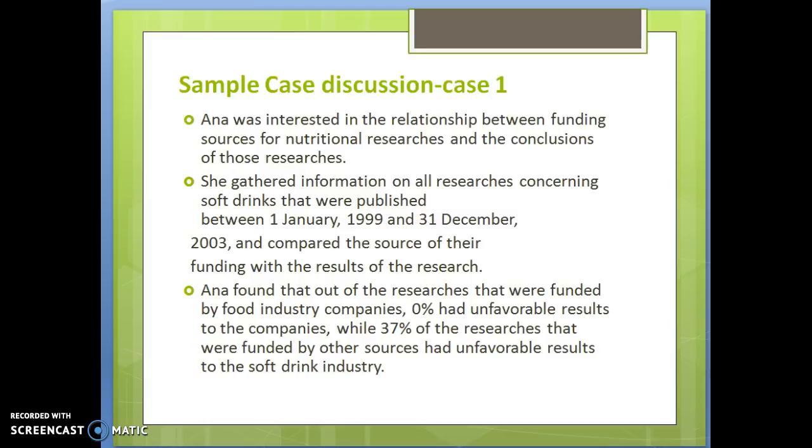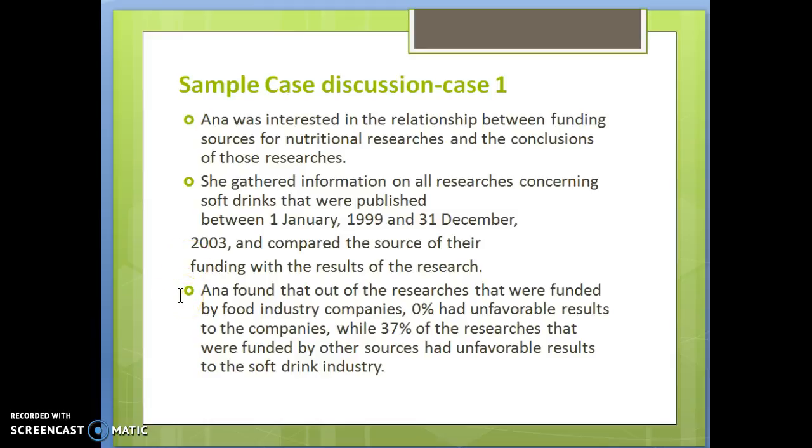Next, we're going to look at some case studies. This is the first case. Sample case discussion, case 1. Anna was interested in the relationship between funding sources for nutritional researchers and the conclusions of those researchers. She gathered information on all research concerning soft drinks that was published between 1st January 1999 and 31st December 2003, and compared the source of their funding with the results of the research.